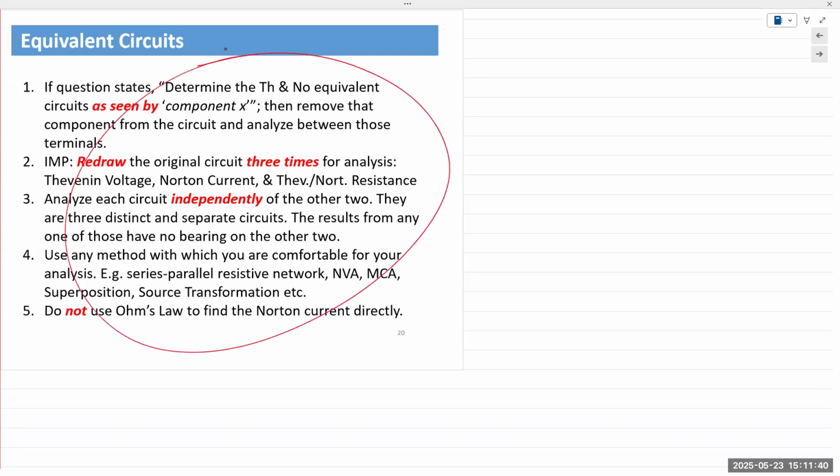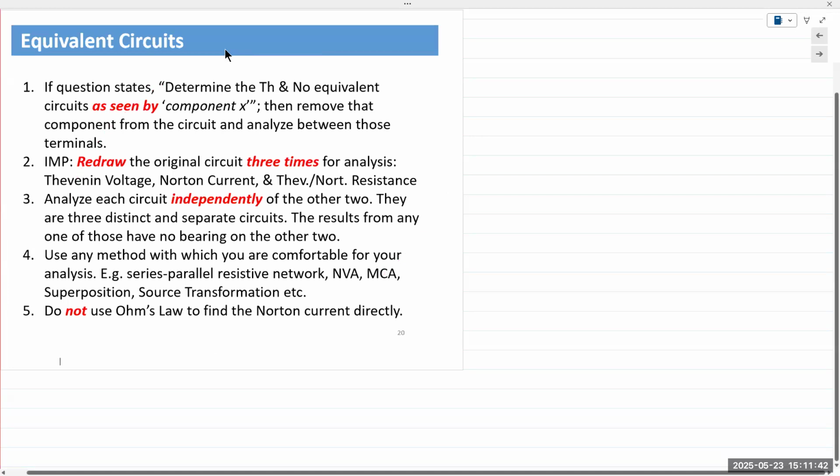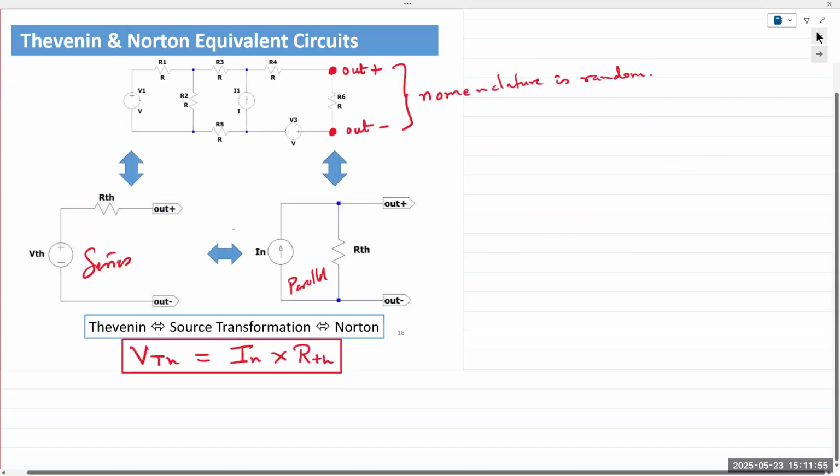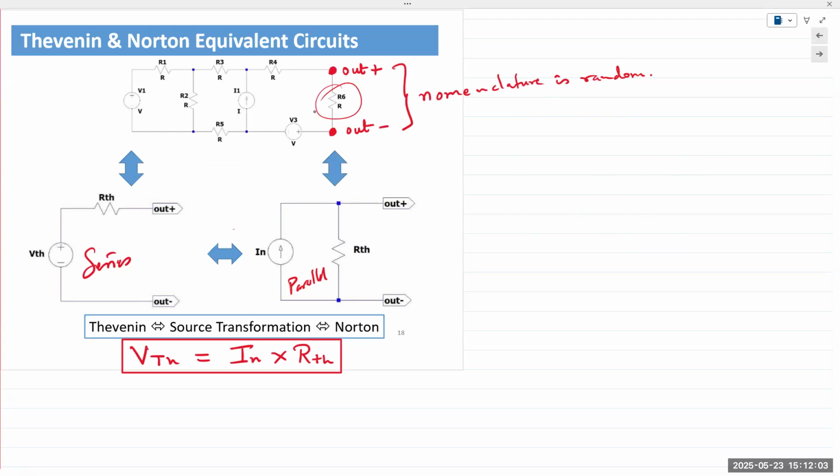So we have to determine Thevenin and Norton circuit as seen by a particular component. So if the question states, determine the Thevenin circuit seen by the load circuit or the second circuit or RL. Remember, in the random example that I chose, we were using R6, right? We are trying to determine the Thevenin or Norton circuits as seen from the perspective of one particular element. That element could be anything. Element can be a voltage source, could be a current source, could be a resistor, could be a capacitor, could be an inductor, could be a transistor. It could be anything.